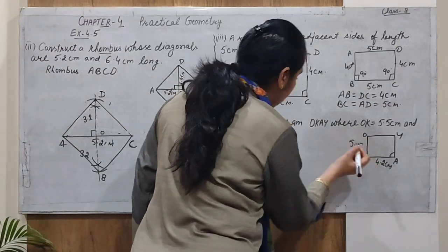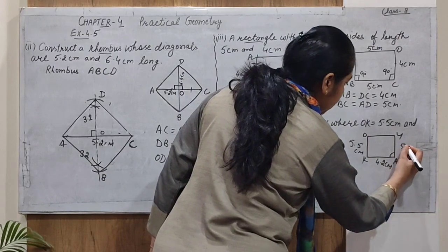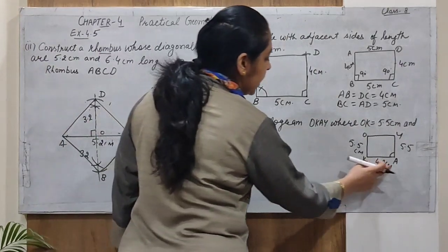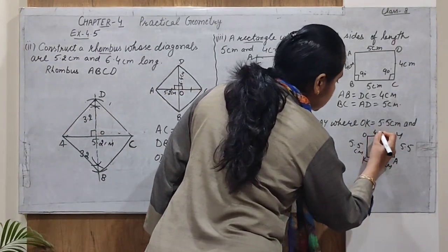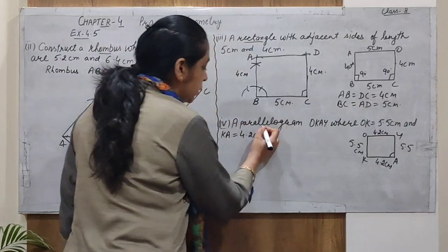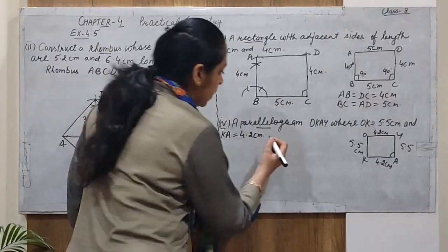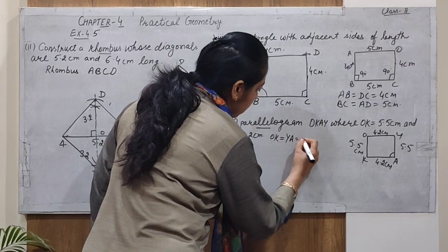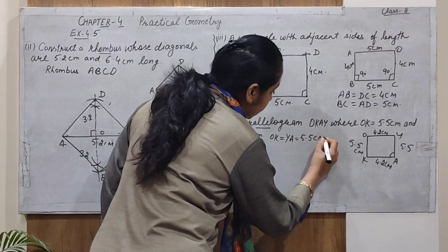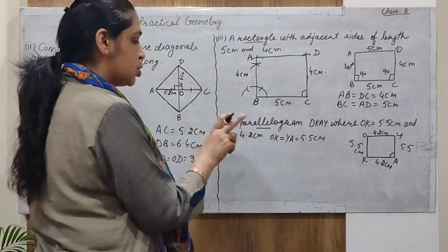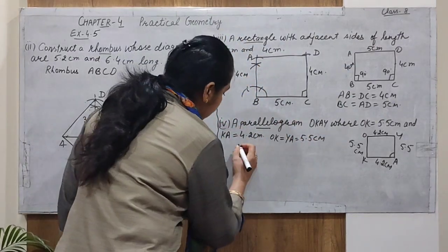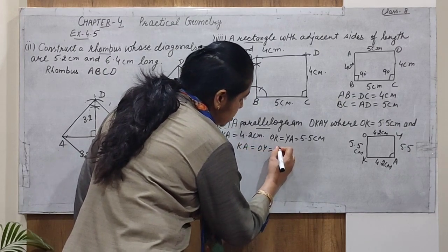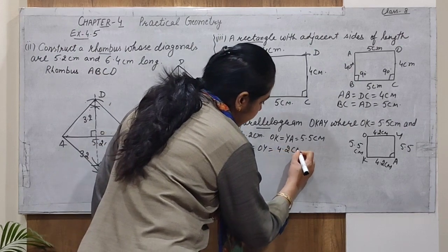So we can say OK is equal to KA, which is 5 centimeters, and KA is equal to 4.2 centimeter. So from the property of the parallelogram, we get OK is equal to YA is equal to 5.5 centimeter. One property used, two sides are now given. Next, from KA, if KA is equal to OY, which is also 4.2 centimeters.